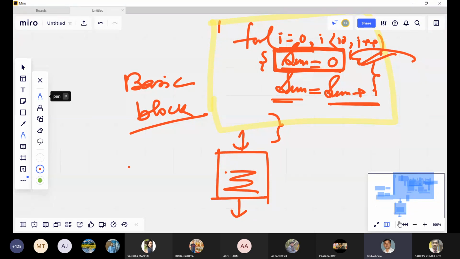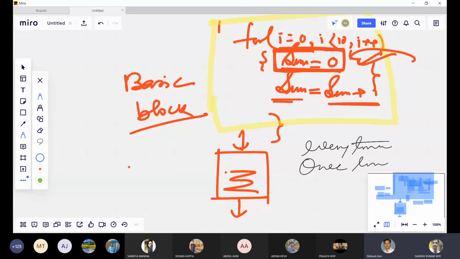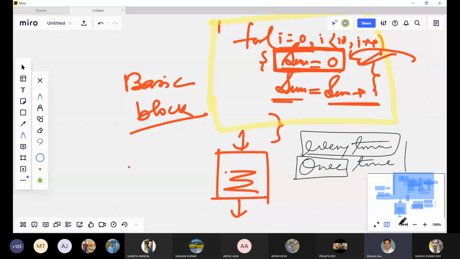Dear students, can you specify this point? Only once, sir. Only once is good practice. But what happened? It is initializing every time, so it is getting reset every single time.